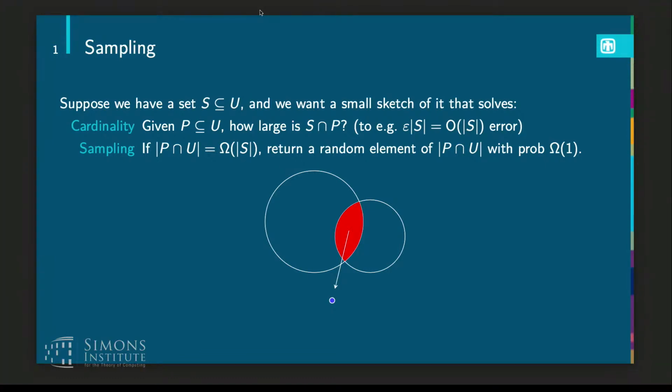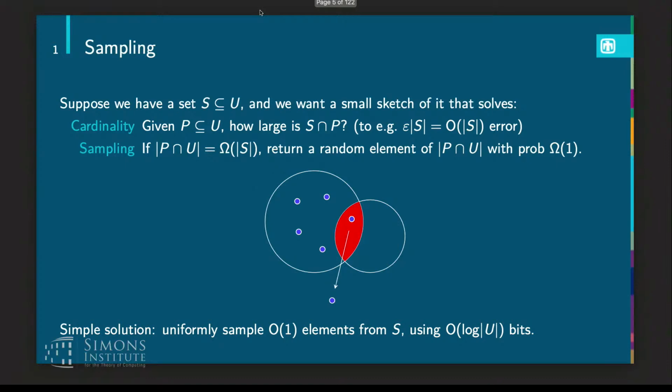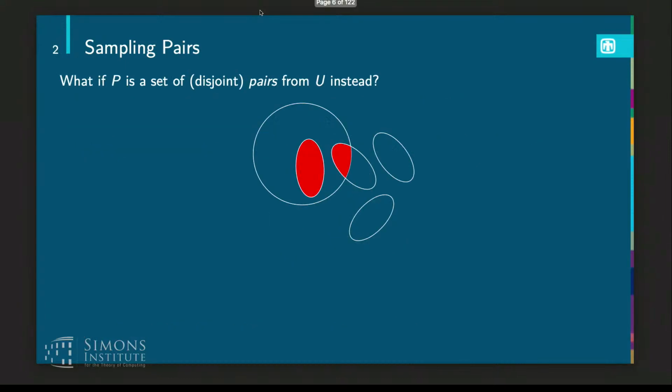Like I said, this is a very simple problem that we already know how to solve. All you have to do is take a constant number of samples from your set S and make that your sketch. So then, someone comes along with a set P, they want to estimate the intersection size, they just have to count how many of the samples land in their set P. And if they want to sample something from the intersection, they can just take one of your samples that lands in P at random.